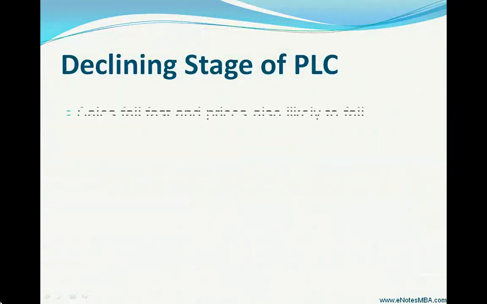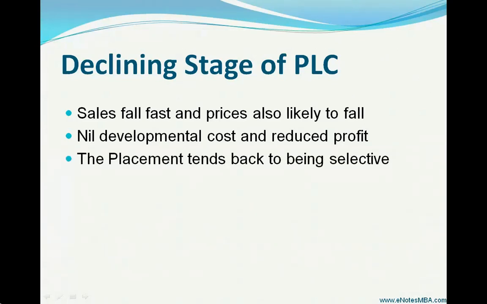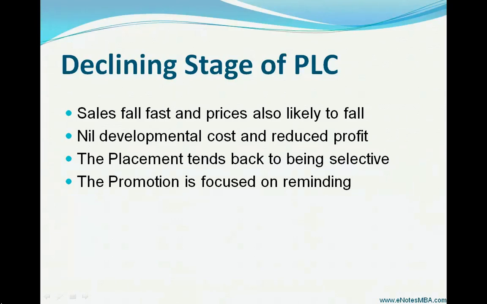Declining stage of the product life cycle. At the declining stage, sales can now fall fast, and as a result the range sold is likely to be reduced. With the reduction in sales, the price is also likely to fall. Each product sold could be quite profitable as development costs have been paid back at an earlier stage in the life cycle, but overall total profits will fall. Placement tends back to being selective. Advertising and promotional cost will be reduced and attempts will be made to focus on reminding.